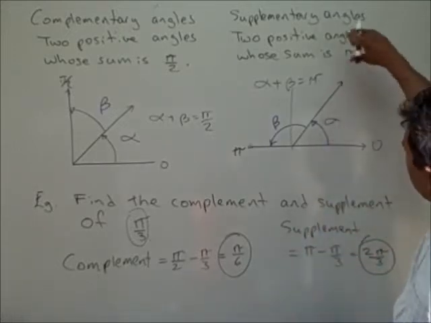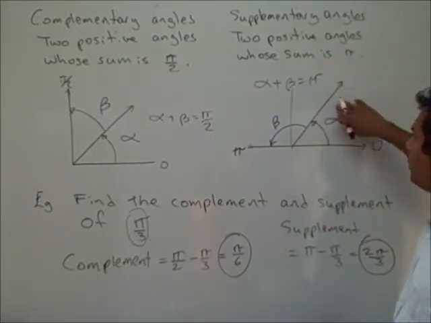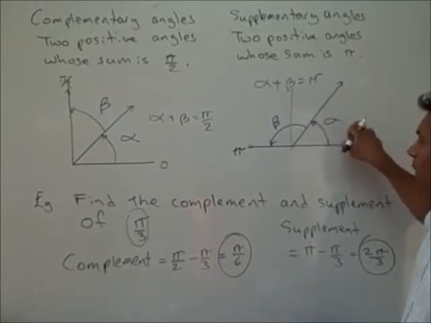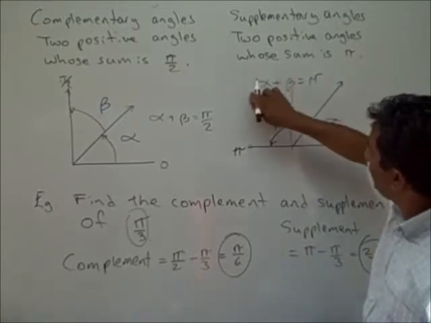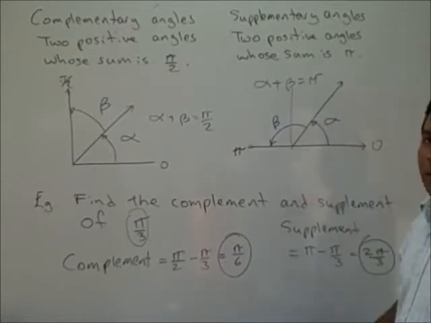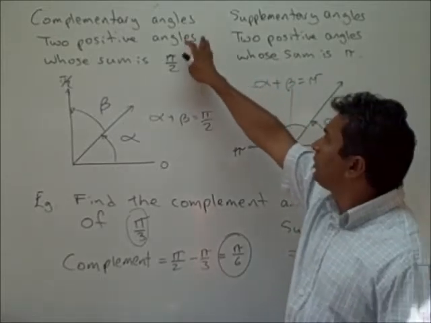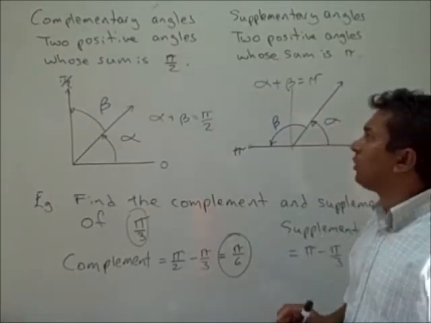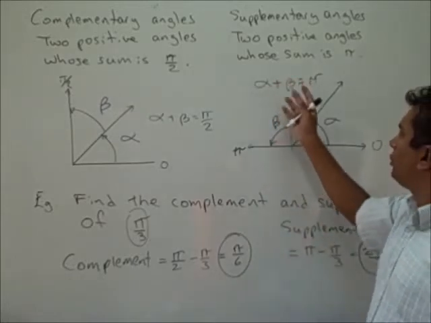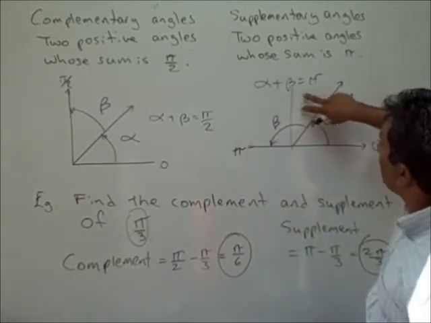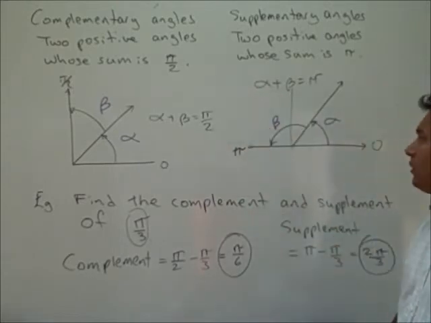Now please know, not every angle has both a complement and a supplement. Only angles in the first quadrant will have complements. An angle in the second quadrant over here will not have a complement, because complements are two positive angles whose sum is pi over 2, and you can't have two positive angles whose sum ends up in the second quadrant.